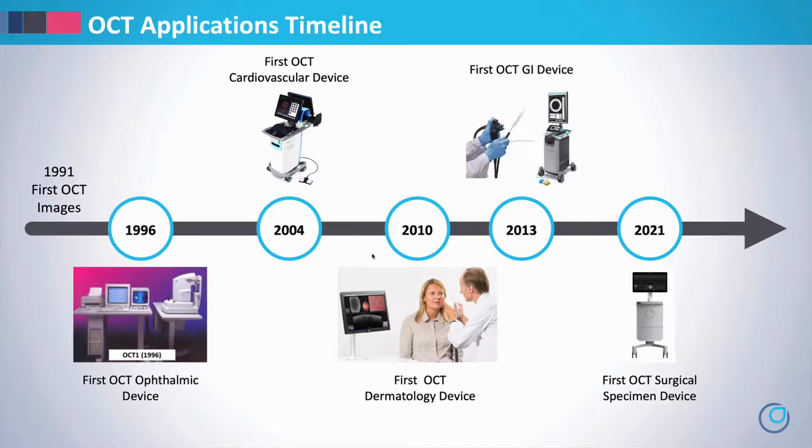Later, OCT was used in dermatology. Not long after, it was adapted for endoscopy, and once again, we see broadened use of OCT in other fields. And now this is an OCT surgical specimen device, where we can use it to look at margins for solid tumor resection.